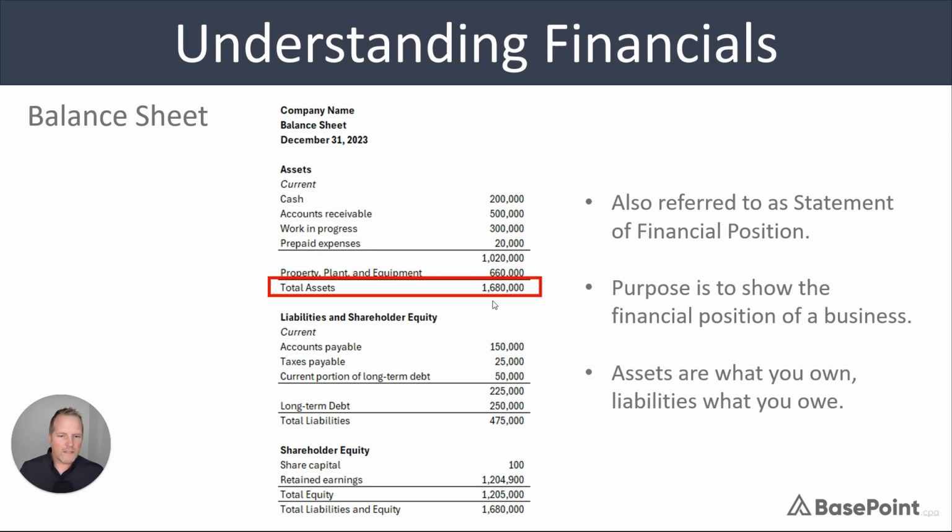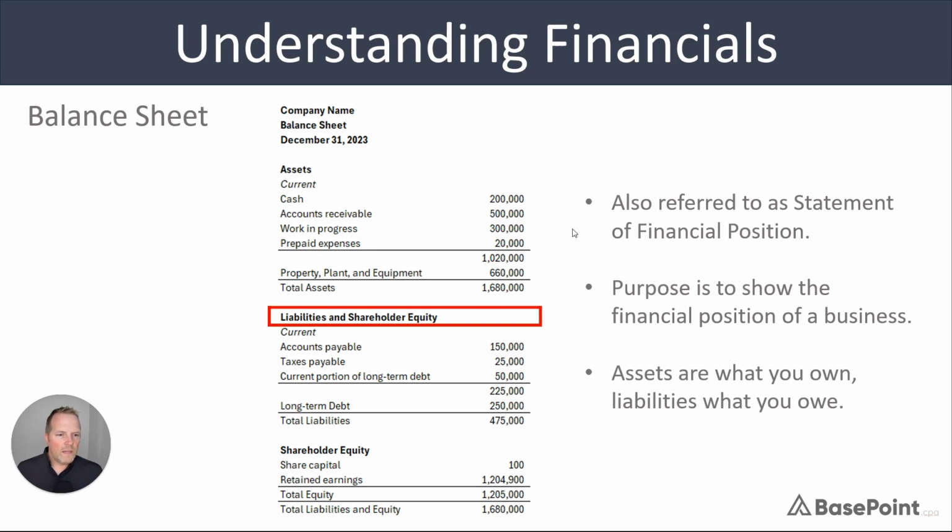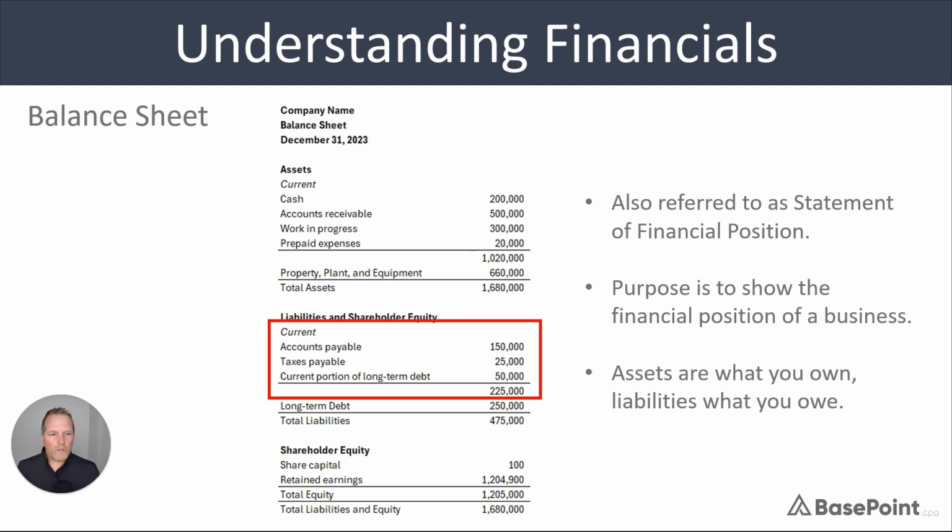And then total assets is essentially summed up at the bottom here. Next, we have liabilities and shareholder equity. Okay, so very similar to what we saw with assets, you have current and long-term. So the current liabilities are going to be any liabilities that you have. So again, liabilities, what you owe. So current liabilities are going to be any liabilities that are coming due within the upcoming year. Okay, again, typically current has to do with the upcoming year.